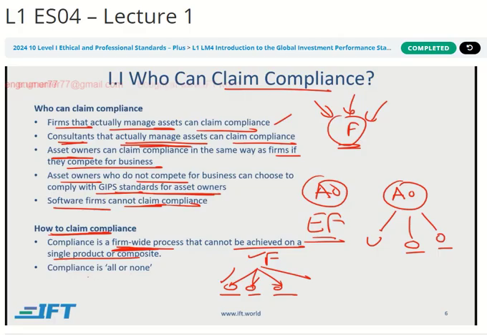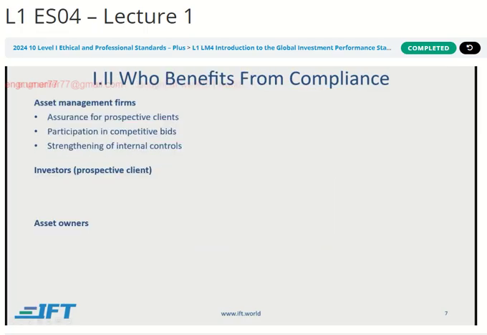Another important point is that compliance is all or none. A firm can say that it is fully compliant with GIPS. It cannot say that we are 70% or 80% compliant. A firm can't even say that we are 95% compliant. So it's all or none, in the sense that either a firm uses a specific statement to say that it is GIPS compliant, or the firm doesn't make any claim related to GIPS compliance.